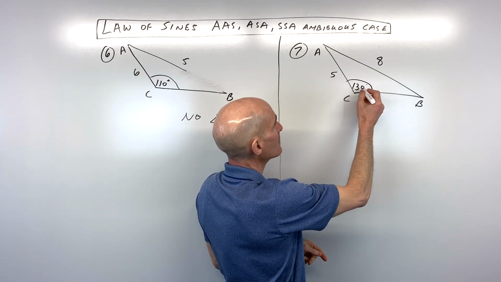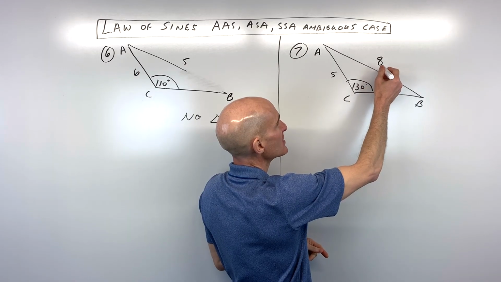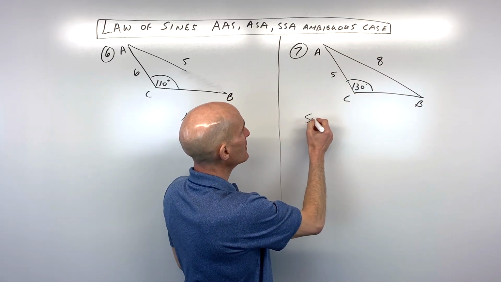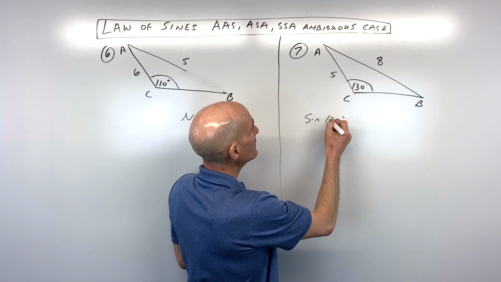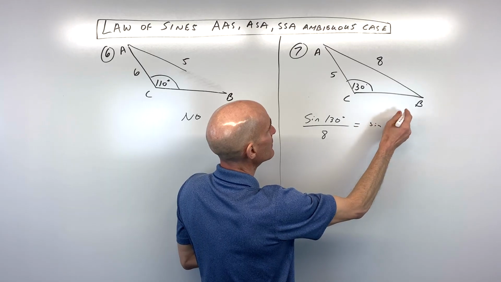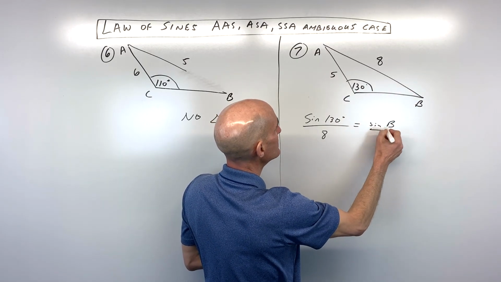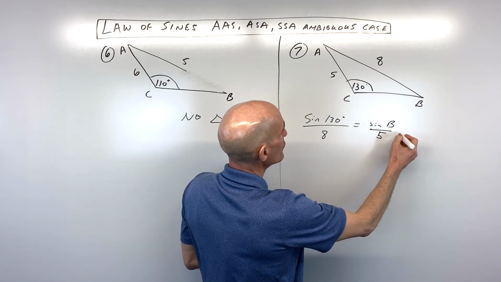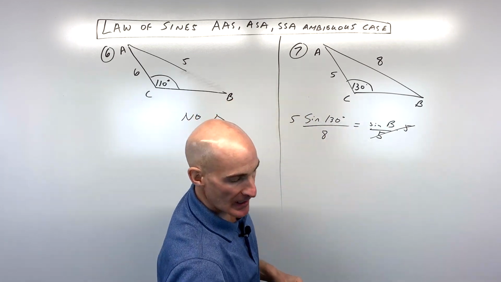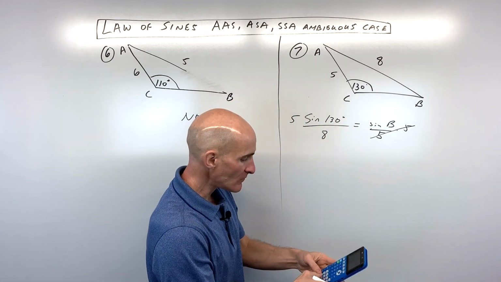For number 7, this one is good. You can see we've got the largest angle, and the side across from the largest angle is the longest side. So there's only going to be one triangle possible, so we can dive into our law of sines. Sine of 130 over the side opposite equals sine of angle B over its side opposite, right? Multiply both sides by 5 and take the sine inverse to get angle B by itself. So let's see what we get on this one.